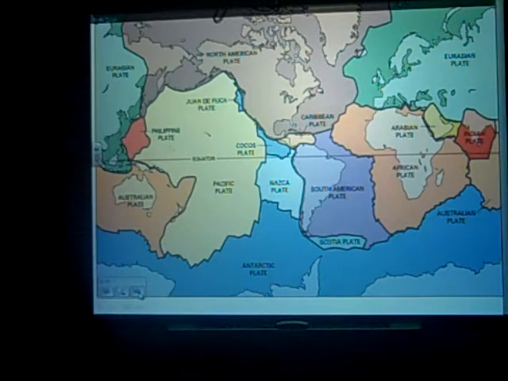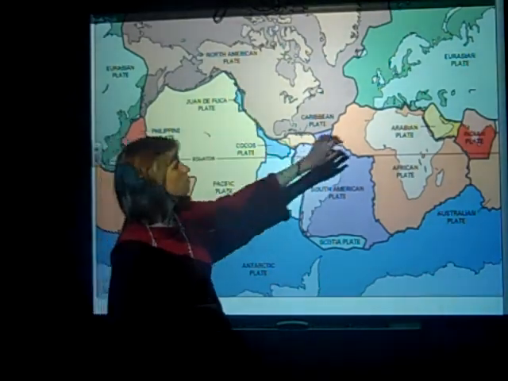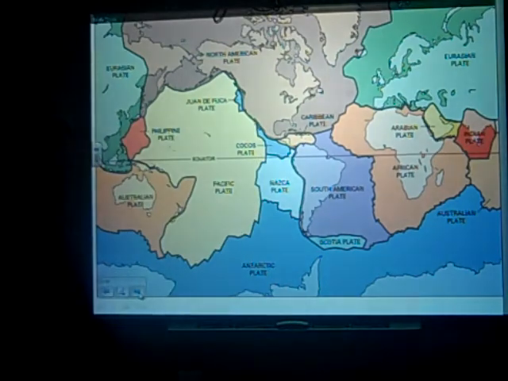When you see this map, your first thought might be, oh, that's Pangea. Actually not true. When you look, the continents are in their modern day locations. So this isn't a map of Pangea, but what it is a map of are the tectonic plate boundaries.